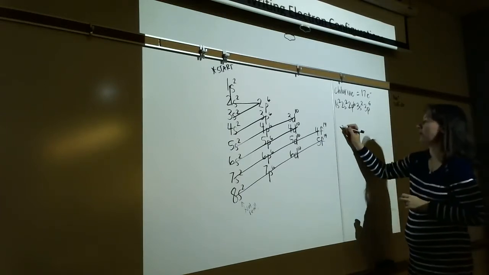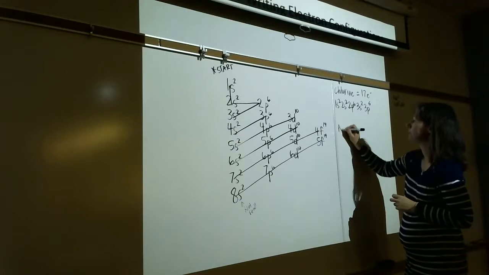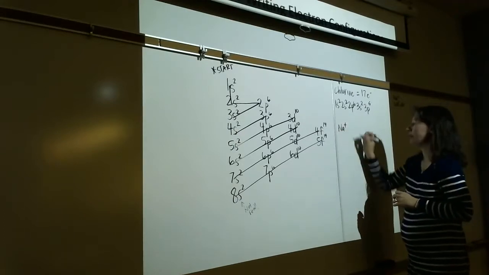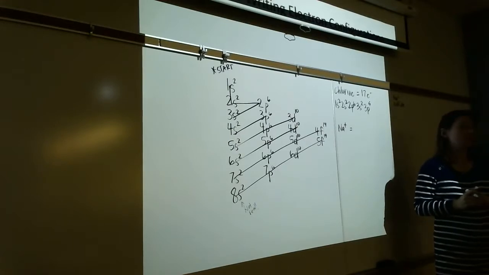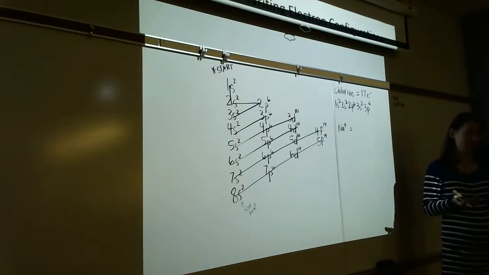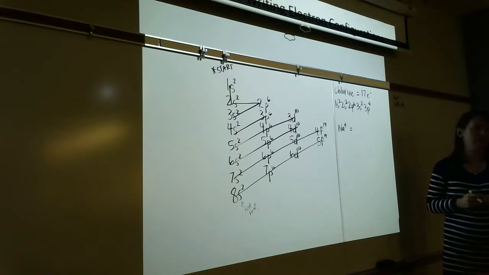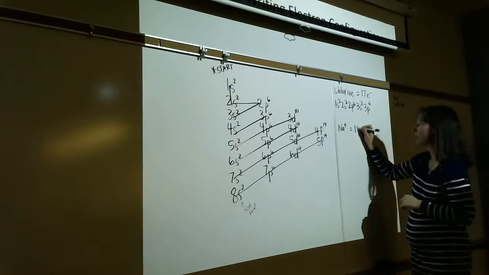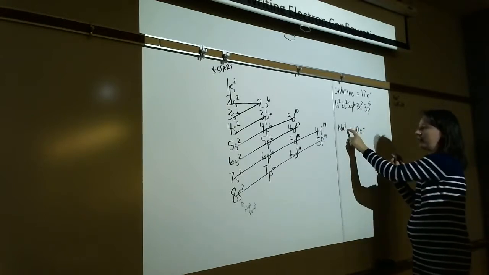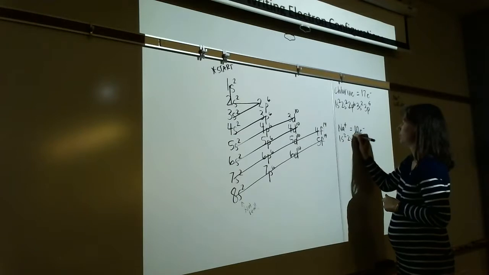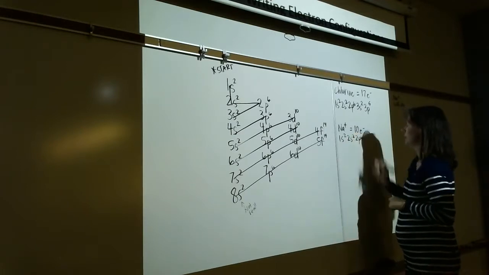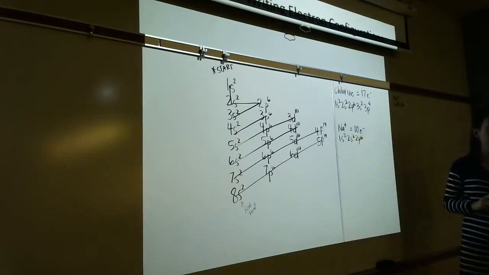Let's do Na+. How many electrons are in Na+? Sodium's got 11, right? So how many would be in Na+? 10, right? Because if it's a cation, it's lost an electron. So 1s2, 2s2, 2p6. Do we agree?